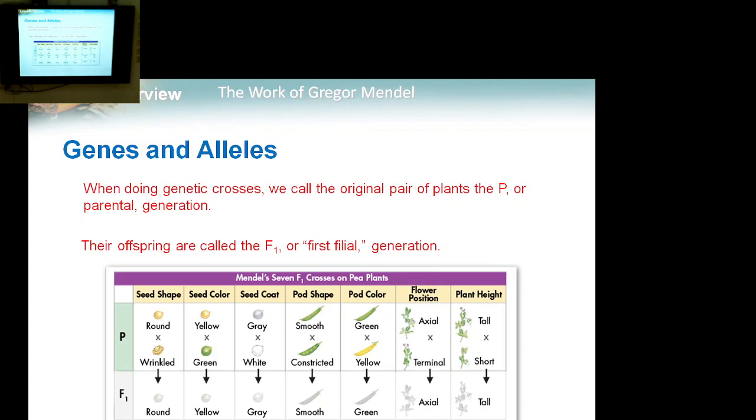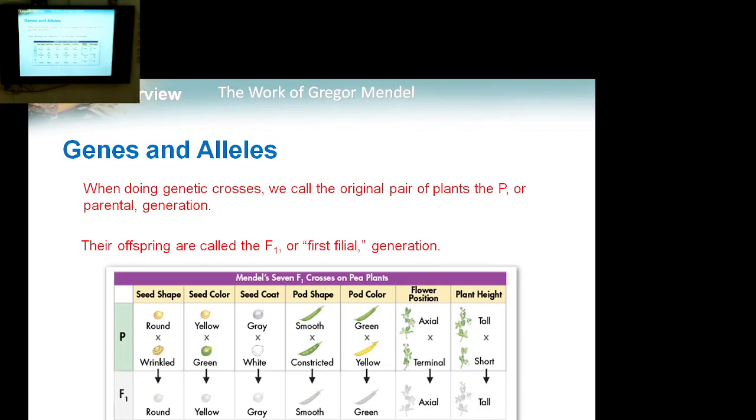Okay, when doing genetic crosses, we call the original pair of plants the P generation. So this is P for parental. And their offspring are called F1, the first filial generation, or first generation. F1, first filial generation, and P for the parental.